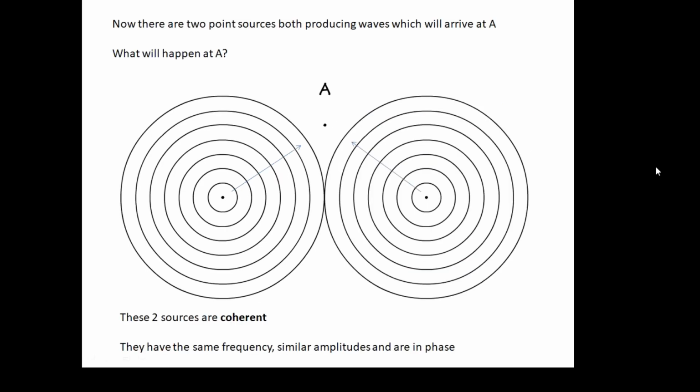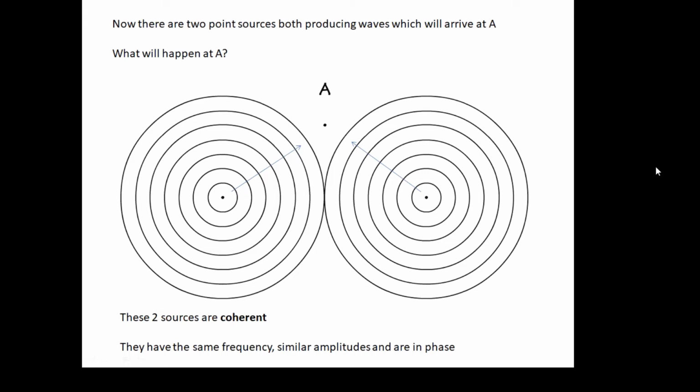Now if we have 2 point sources, what's going to happen at A is that we'll get 2 waves arriving there at the same time. So what will happen at A? We will consider the case where the 2 sources are coherent. You need to know the conditions for coherence. 2 coherent sources have the same frequency, so they've got the same wavelength, they've got similar amplitudes, and we will say that they are in phase. At least there's a constant phase relationship, but it's simpler to say that they are in phase.